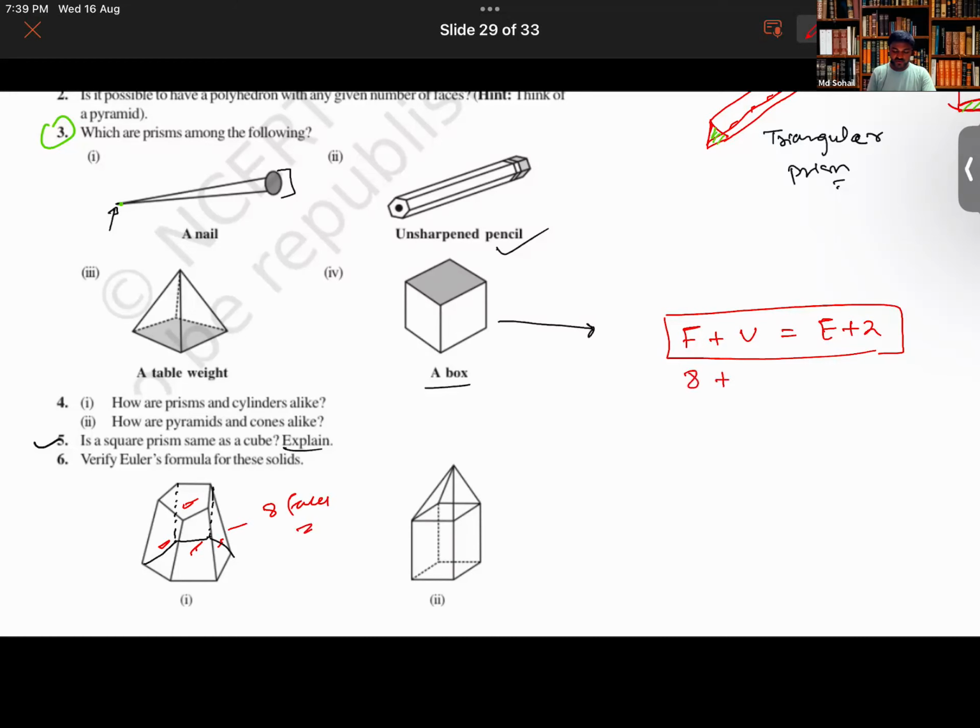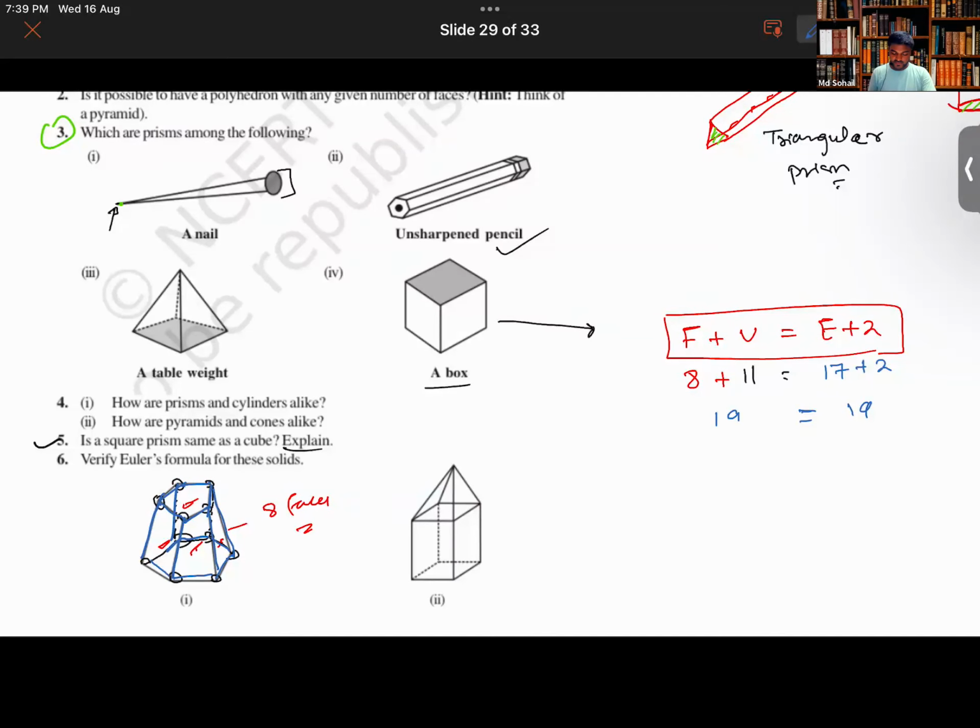So 8. How many vertices are there? Sir, 10. 1, 2, 3, 4, 5, 6, 7, 8, 9, 10, 11, no? 11, yeah. Now count the number of edges. 1, 2, 3, 4, 5, and 6, one at the back, and 7, 8, 9, 10, 11, 12, 13, 14, 15, 16, 17. It's 17 actually. So 17 plus 2 is 19, and here it's 19. So it gets verified for this, right?